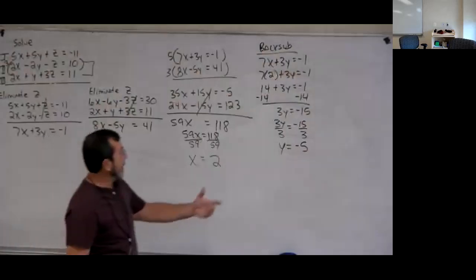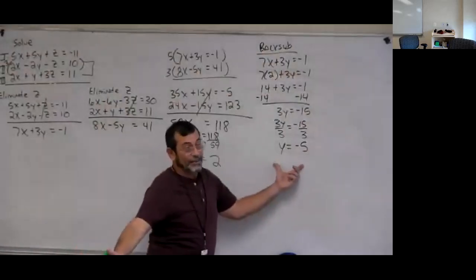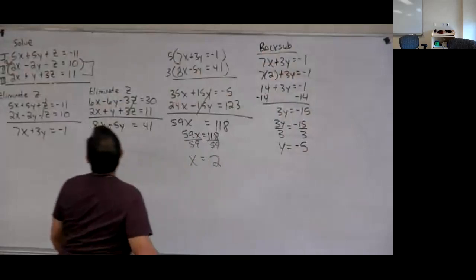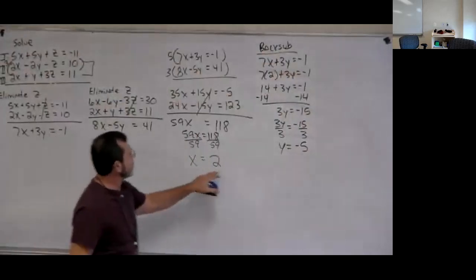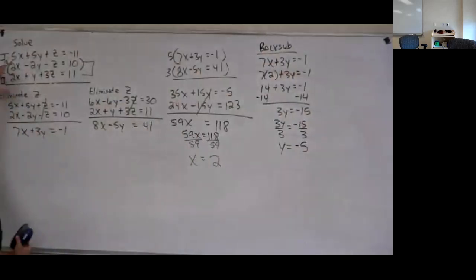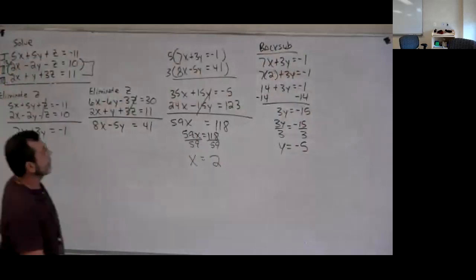And by the time you get to the second answer, there's only one answer going to start matching you, okay? So then, I know x is 2, y is negative 5. I can go back into one of my 3 originals and get my z. So I'm just going to back substitute into the first one.